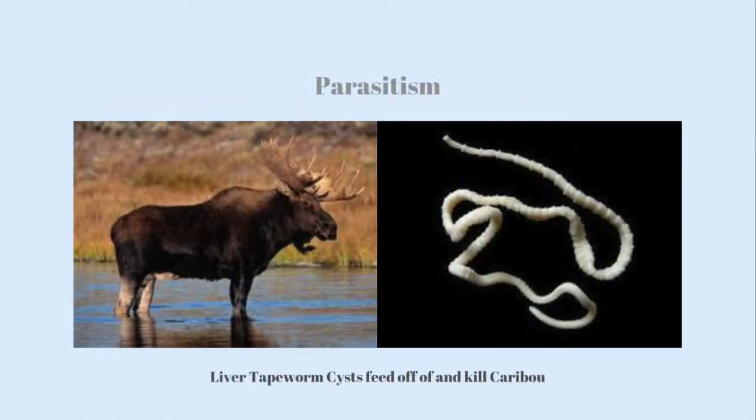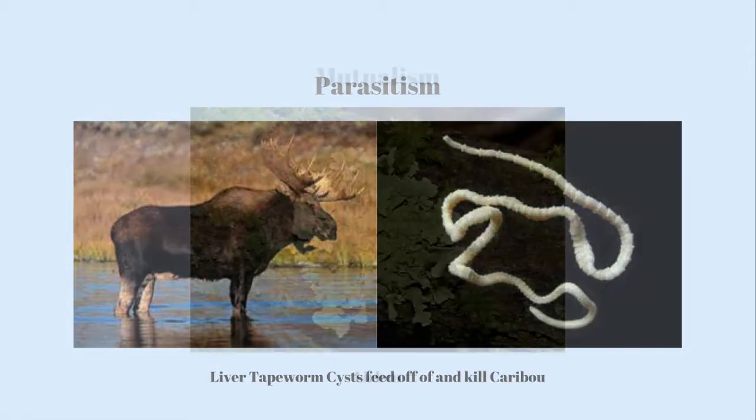Parasitism is an interaction between organisms where a parasite eats the cell contents of its host, harming the host but not killing them immediately. In the tundra, liver tapeworm cysts feed off of animals like moose, caribou, and wolves. Tapeworms feed on the food that is consumed by these animals, leading to malnutrition of the animal's body.